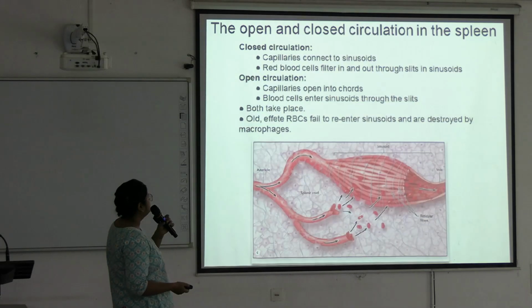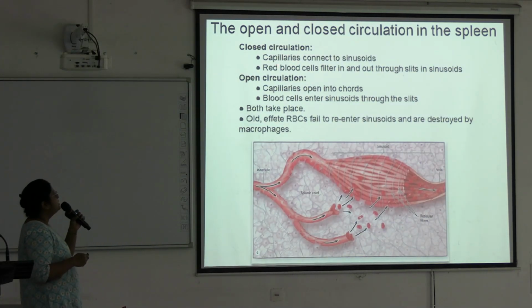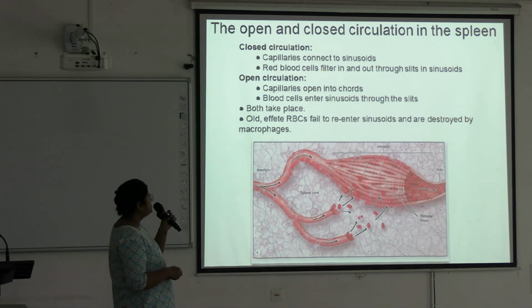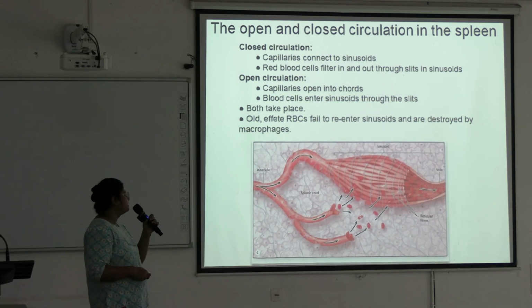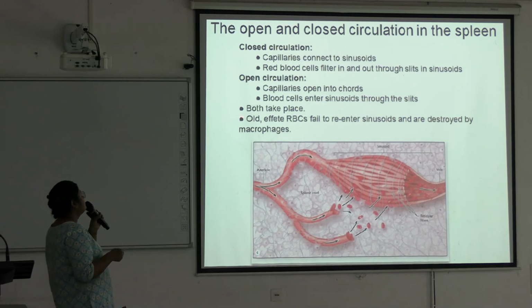Okay, next. So closed circulation: capillaries connect to sinusoids, and red blood cells filter in and out through the slits in the sinusoids. Here, closed circulation. RBCs are filtering through the pores in the sinusoids, and these are the stem cells. And this is open circulation. Blood is directly open into the reticular meshwork. Open circulation: capillaries open into the Billroth cords. Blood cells enter the sinusoids through the slits in the sinusoids, and both circulations take place.